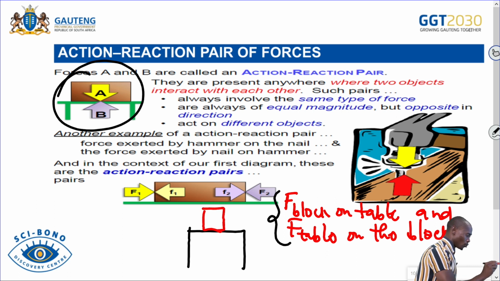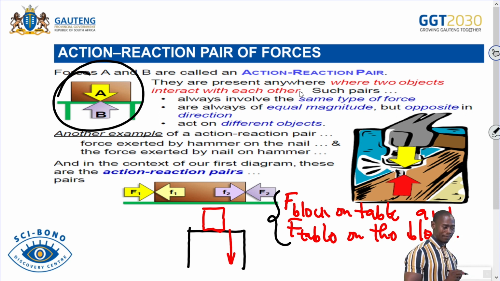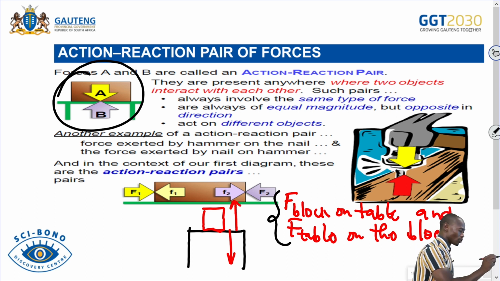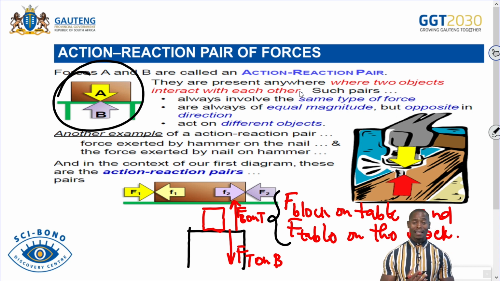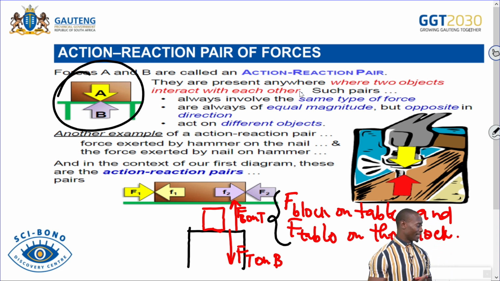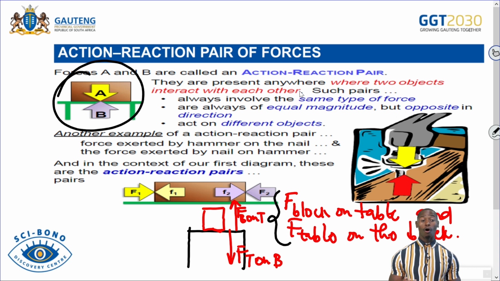All right. So the force exerted by the block on the table is acting downwards. But the force exerted by the table on the block is acting in which direction? Upwards. So this is the force exerted by the block on the table, and this is the force exerted by the table on the block. These two forces, you should know, are equal in magnitude but acting in opposite directions. So if the force exerted by the table on the block is 50 newtons, then the force exerted by the block on the table will be 50 newtons, but in the opposite direction.